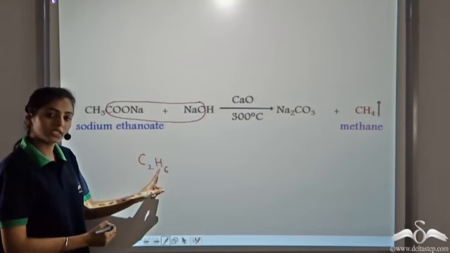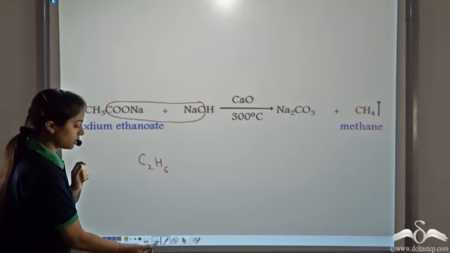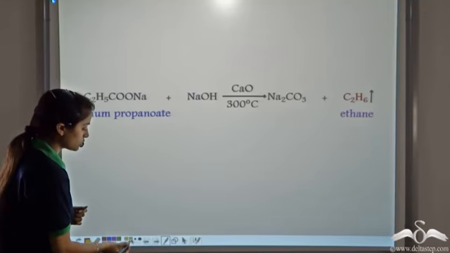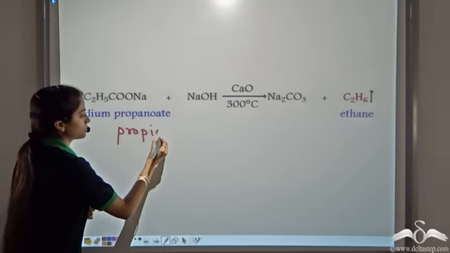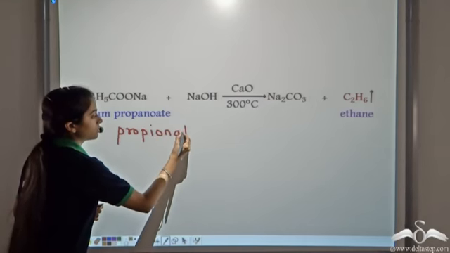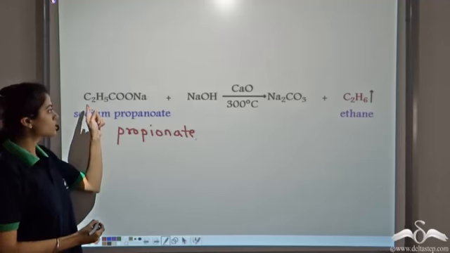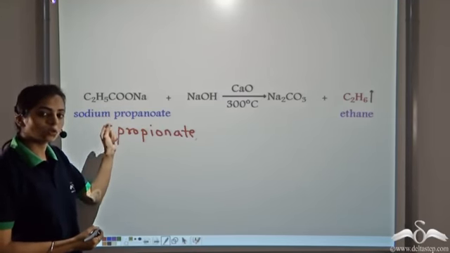We know we have to form C2H6, so we need C2H5 here. So we use a reagent known as sodium propanoate. This is also known as sodium propionate. These are the two names for this substance. So instead of CH3COONa, we use C2H5COONa.